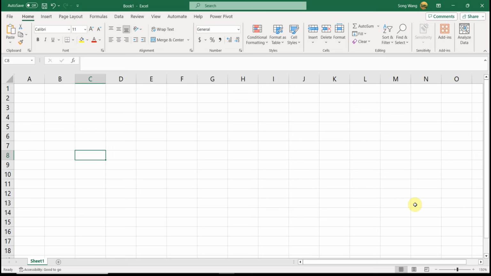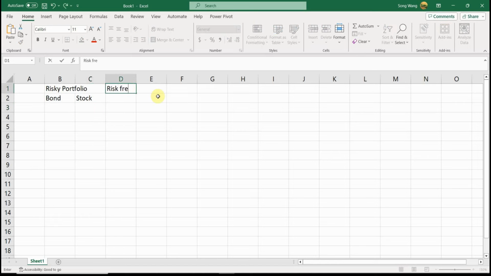All right, people. In this practice, we're going to create the capital allocation line, efficient frontier, and also indifference curve. So it always comes from the risky portfolio. In this very simple case, we have a risky portfolio, and the risky portfolio is made of only two assets, bond and stock. So you have a bond and a stock to make up the risky portfolio, and you also have the risk-free asset, which is basically the T-bill.